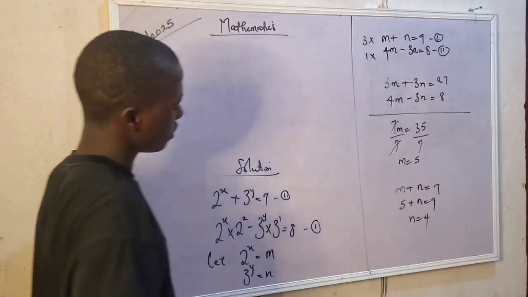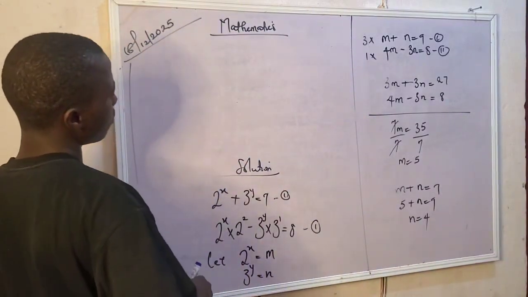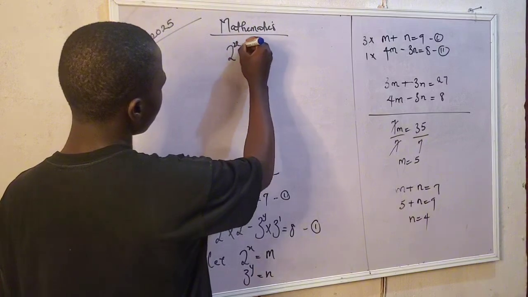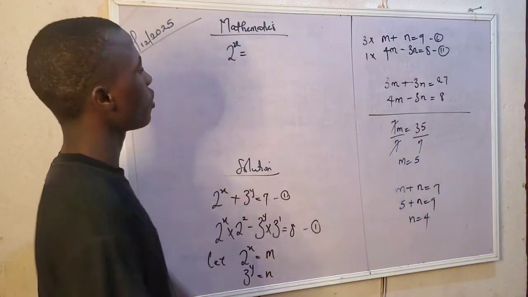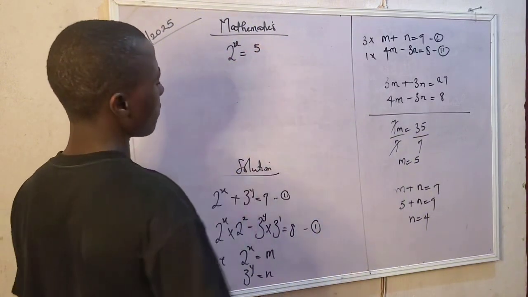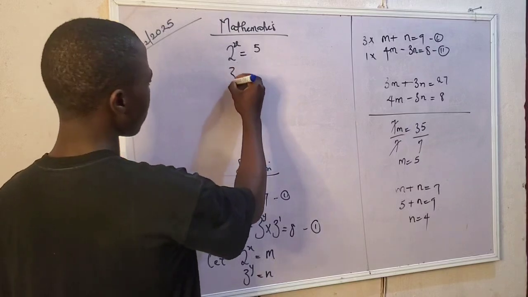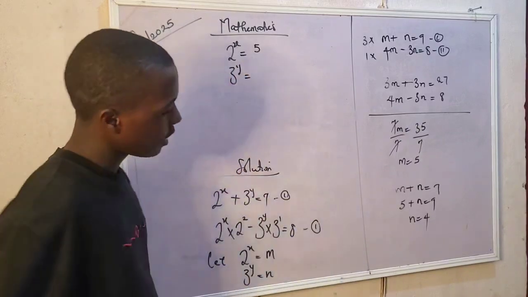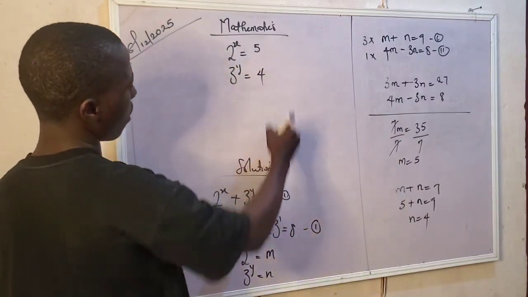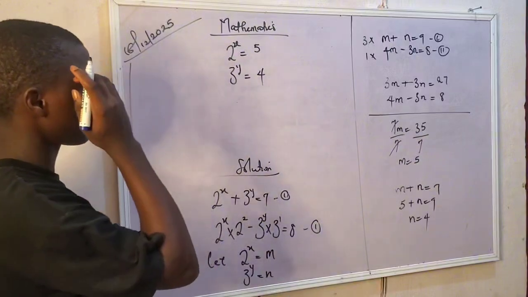Now 2 to the power of x is equal to m, and our m is equal to 5. And 3 to the power of y equals n, and our n is equal to 4. Now how do we solve this?